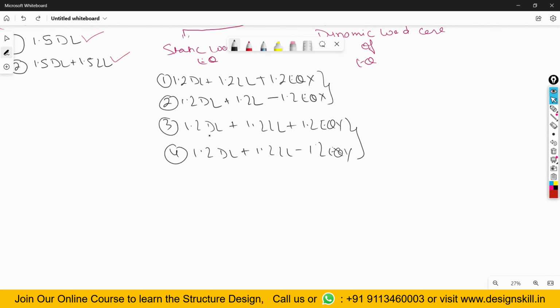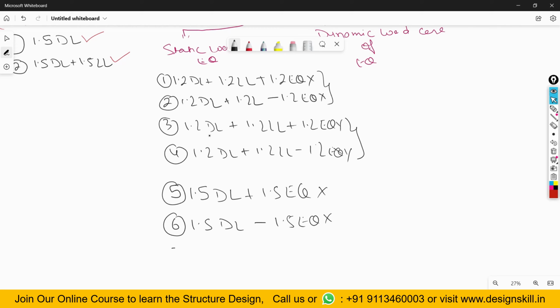Now come to the fifth load combination, which will be 1.5 dead load plus 1.5 EQX. Once it will be considered plus, then another will be minus. So the sixth load combination will be 1.5 dead load minus 1.5 EQX. If you consider x, then another will be y also. So the seventh load combination will become 1.5 dead load plus 1.5 EQY.